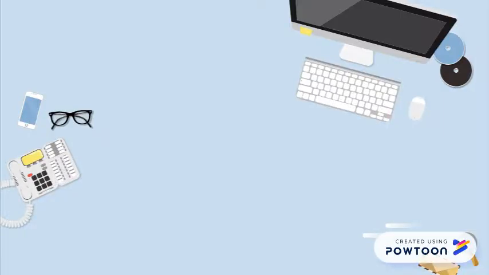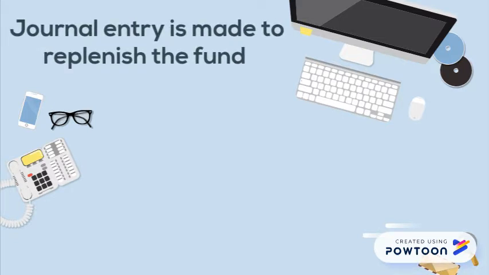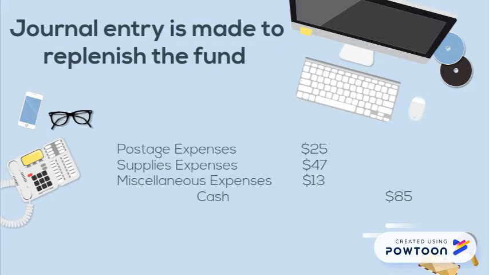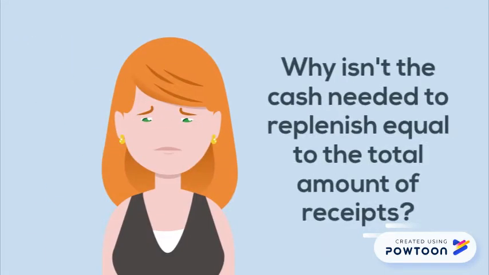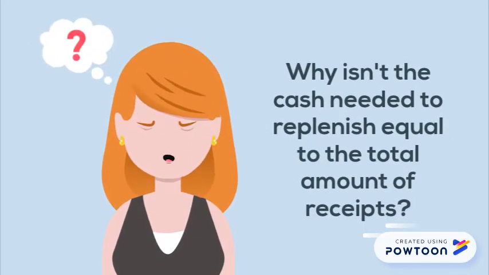Now, a journal entry is required to replenish the fund. For example, suppose the business uses $85 from the petty cash fund to pay for expenses. These expenses will be recorded as a debit as they have increased, and the cash is recorded as a credit as the asset of cash has decreased in the business in order to bring back the fund to the original balance. When a petty cash fund is replenished, the amount of cash needed to replenish the fund should equal the total amount received. However, this is not always the case.